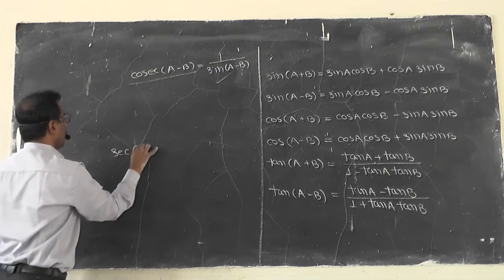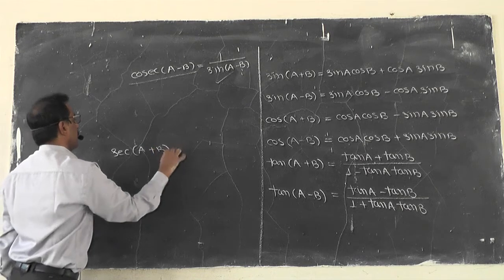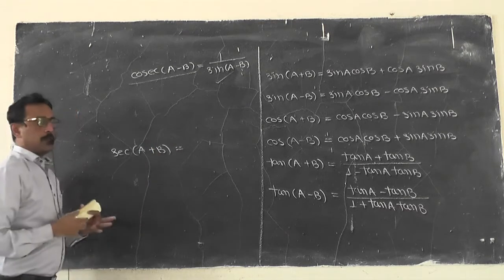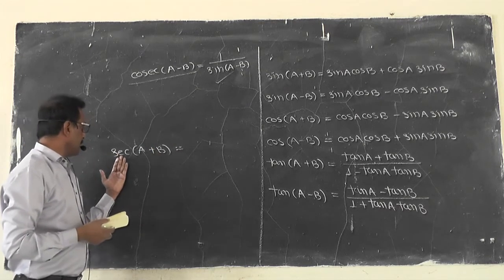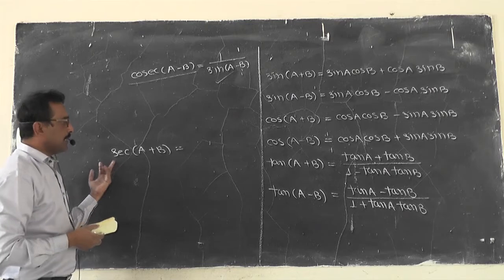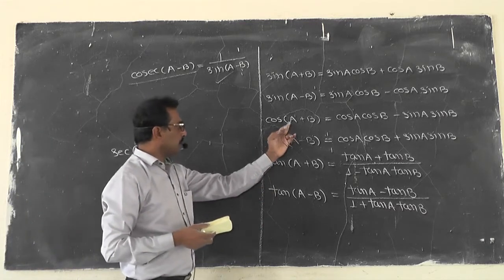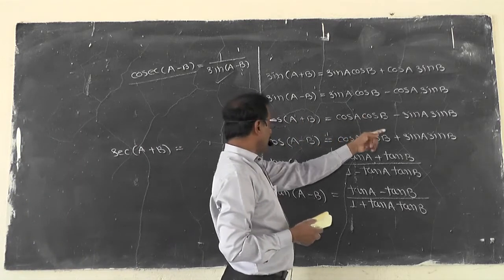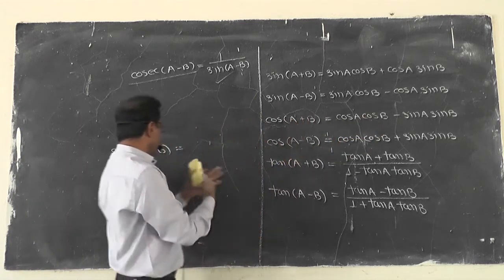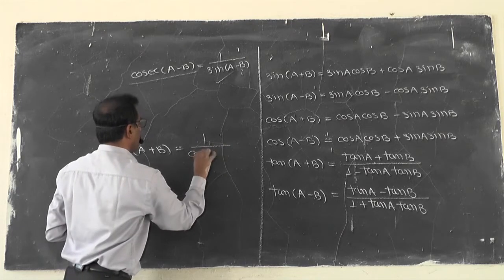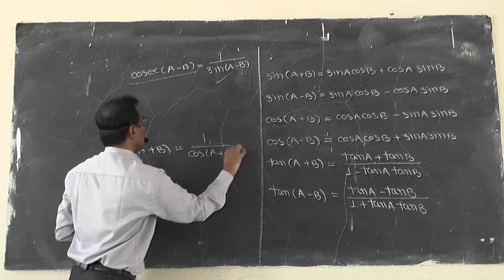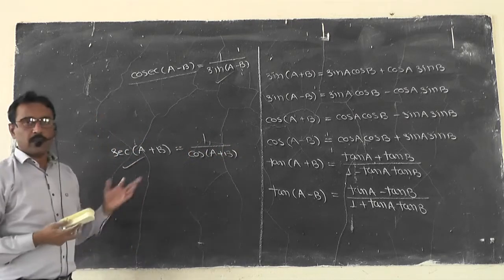Similarly, if we have to find the value of sec of A plus B, sec of A plus B is the reciprocal of which quantity? It is the reciprocal of cos of A plus B. By using this formula, firstly find the value of cos of A plus B and take the reciprocal, 1 upon cos of A plus B, and we get the value of sec of A plus B.